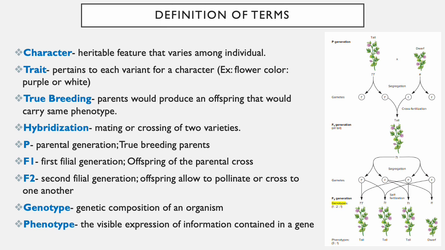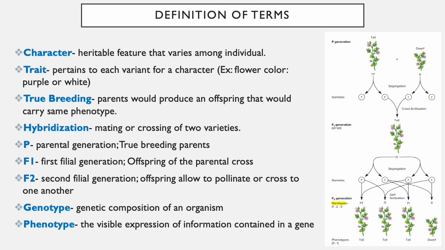Hybridization refers to mating or crossing of two varieties. P stands for parental generation, which means true breeding parents. F1 refers to the first filial generation, and these are the offspring of the parental cross. F2 is the second filial generation. These are the offspring that are allowed to pollinate or cross with one another.